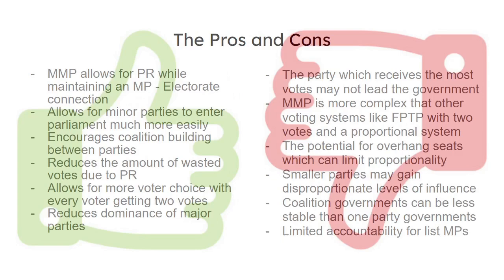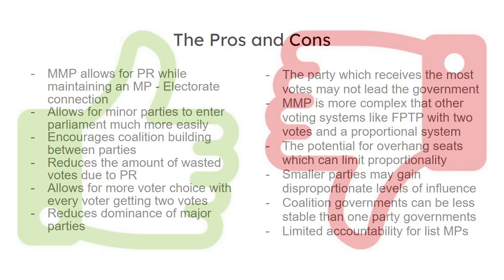Some of the pros of MMP is that it allows for proportional representation while maintaining an MP electorate connection. It allows minor parties to much more easily enter parliament, as they do proportional representation, even though there is often a minimum percentage of the vote. For example, in New Zealand, 5%.